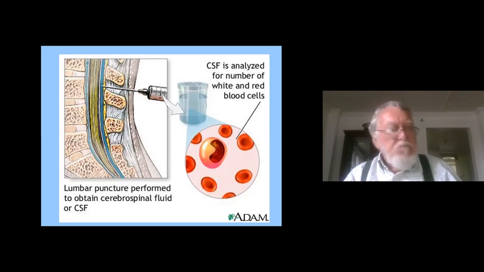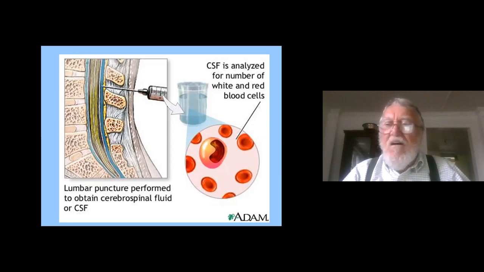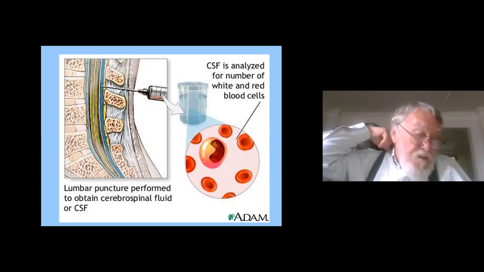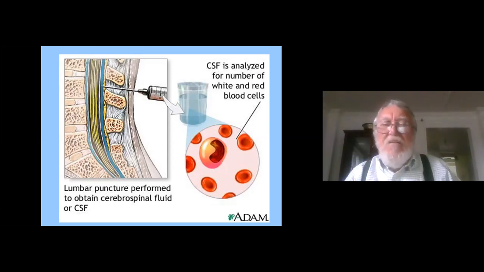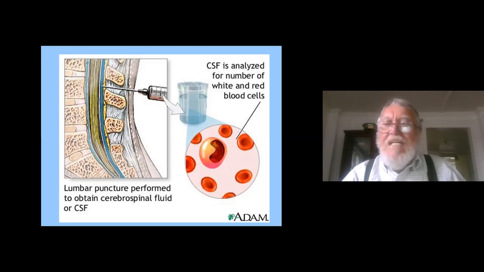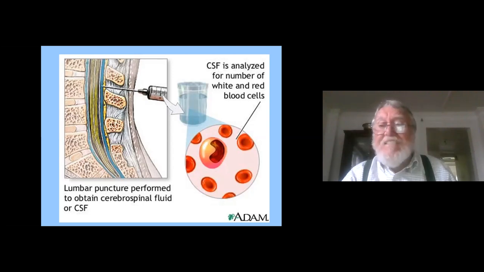a lumbar puncture. And this is so common that they allow first year, beginning residents to do lumbar punctures. They don't do cerebral punctures. People get a lot more training than that, but this is a relatively common kind of thing. So you basically take out and you basically analyze the CSF for the number of white and red blood cells. And the point of the matter is how much white and red blood cells should be in CSF.